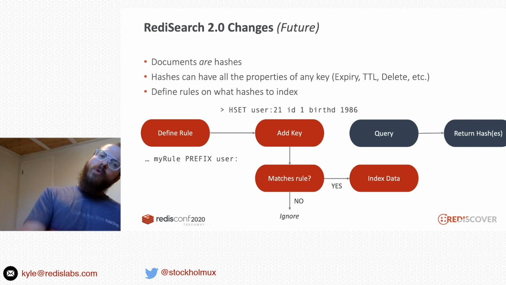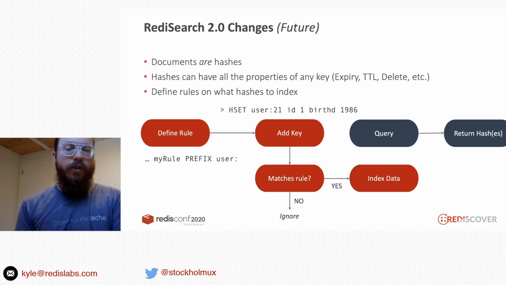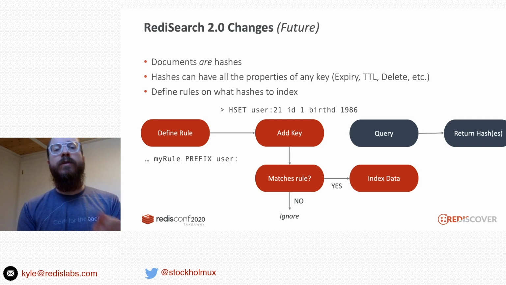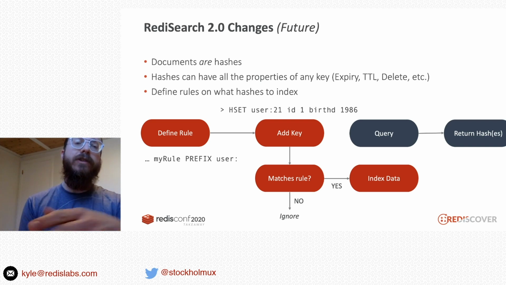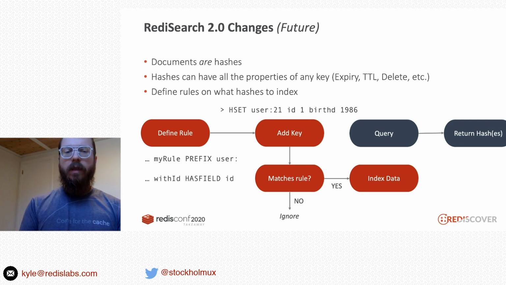Now, rules. Creating the rules are kind of interesting. There's a number of different ways you can create the rules. You name your rules first. So this example is my rule. That's the name of that rule. Prefix. So this is going to look for keys that start with user colon. Okay. So in this case, it does match the example that we have on screen.